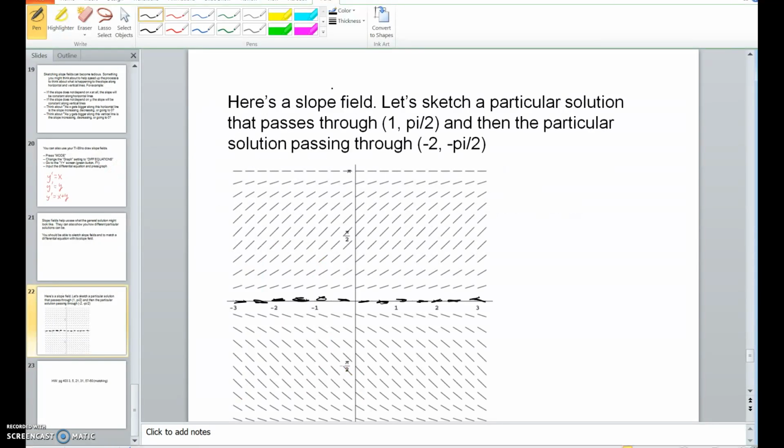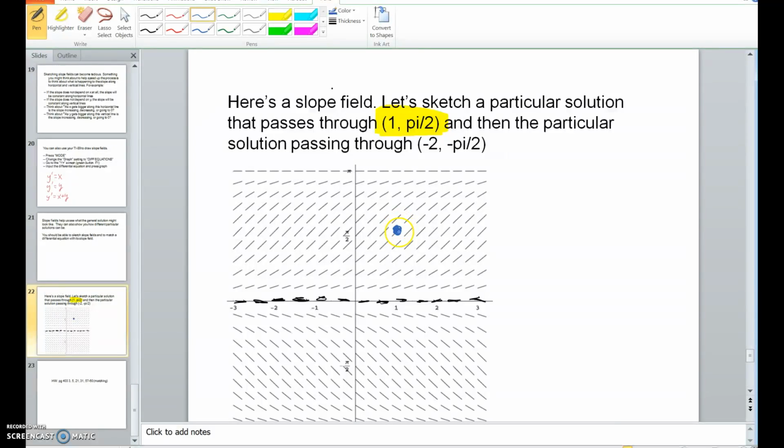Sometimes you're going to be given problems where instead of having to draw the slope field, you're given a slope field and you have to sketch in what the particular solutions might be. So here's a slope field, and we are asked first to sketch the particular solution that goes through the point 1 comma pi over 2. So what I'm going to do is locate the point 1 comma pi over 2. It's right here. I'm going to put a point there. And that point is going to be where I start drawing my solution.